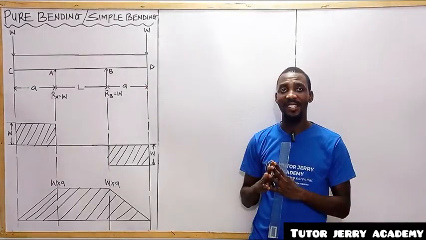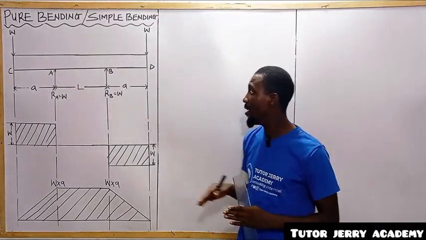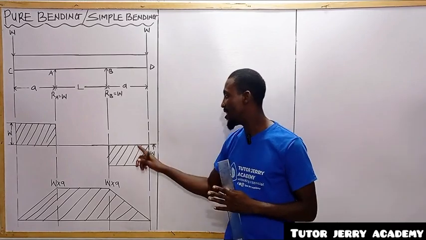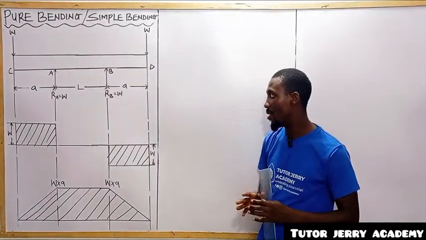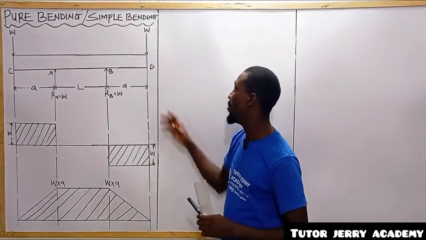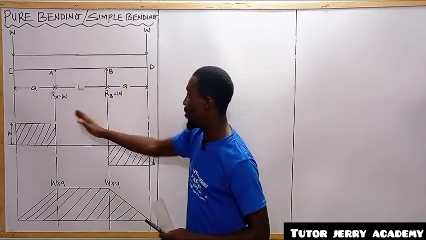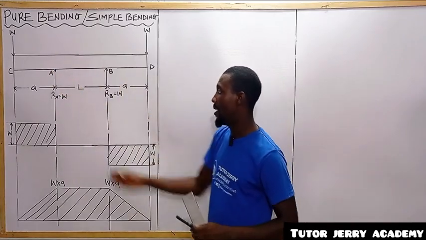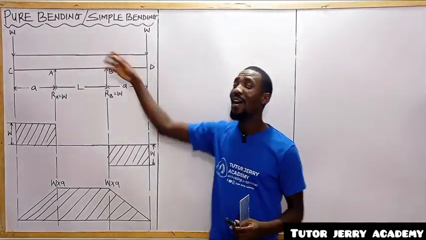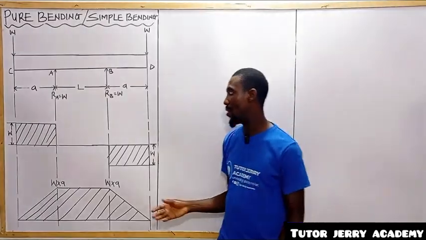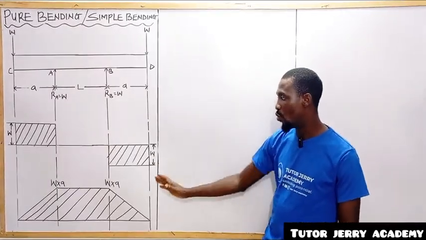All right, if you look at this beam, you will observe that this is the shear force diagram and this is the bending moment diagram. We have weight W here, and then we have another load W here, then we have reaction A and reaction B. Reaction A is equal to W, and reaction B is also equal to W because they have equal load. Is that clear? If you draw the shear force and the bending moment diagram, this is what you are going to have.